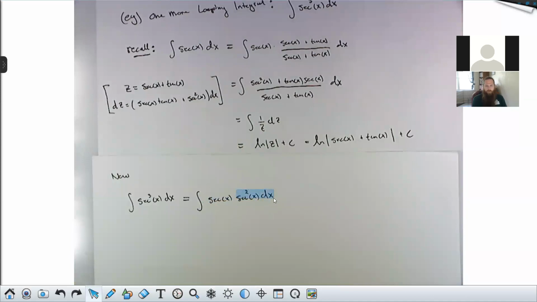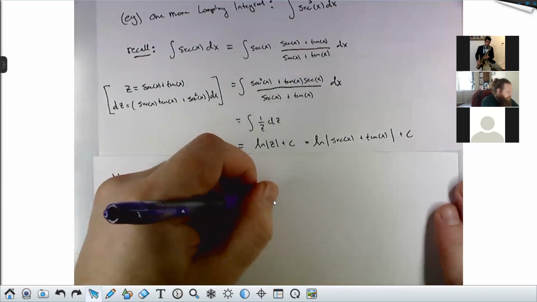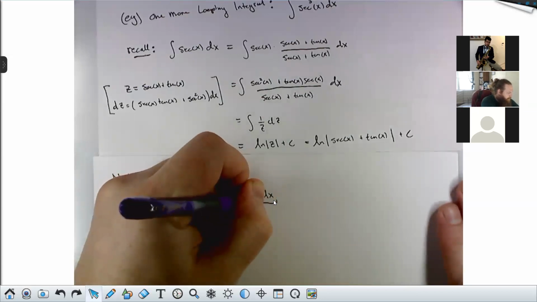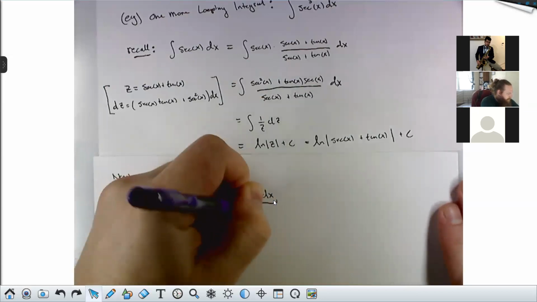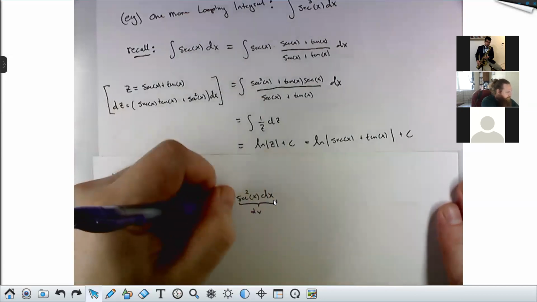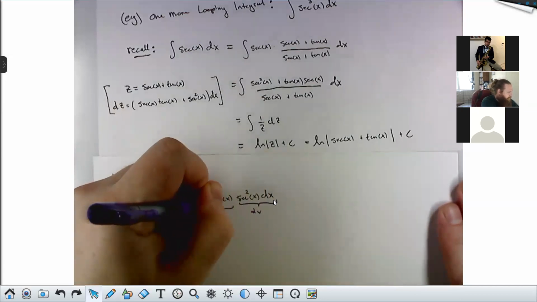But the integral of secant squared is very nice. What is the integral of secant squared? Said it a second ago. Tangent. Very good, it's tangent. Yeah, thank you, Frank. So what I'm going to do is run IBP, choosing this piece to be dv and this piece to be u.